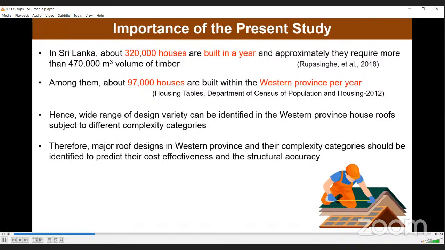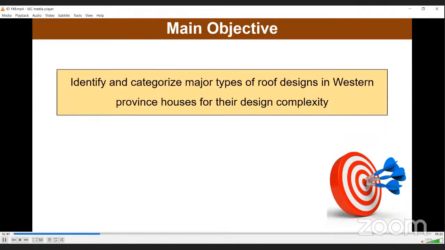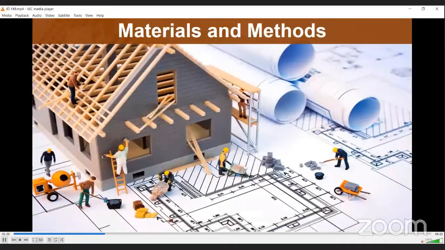the structural accuracy. The main objective of our study is to identify and categorize major types of roof designs in Western Province houses for their design complexity. Let's move on to the materials and methods of our study.